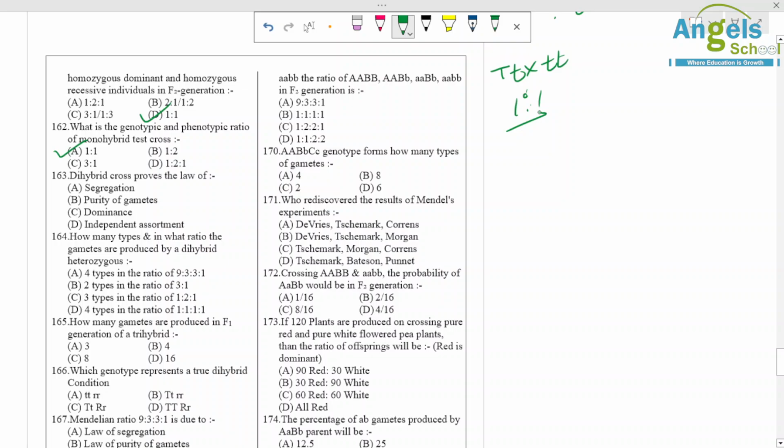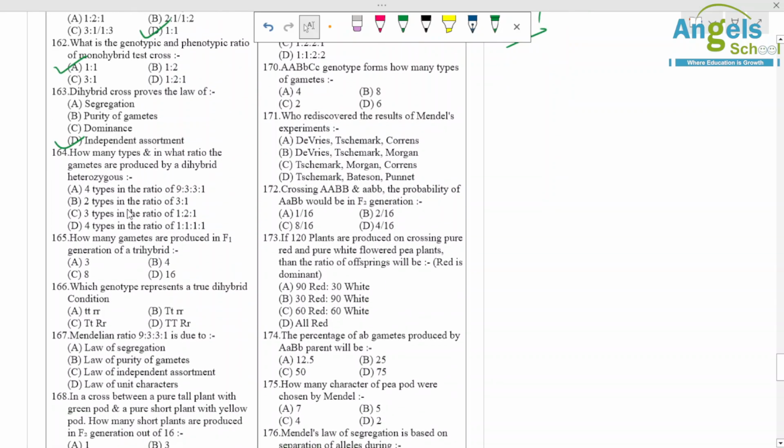Dihybrid cross proves the law of independent assortment. Segregation, purity of gametes, and law of dominance are discovered or proved after monohybrid cross. Only the independent assortment law is discovered after dihybrid cross.